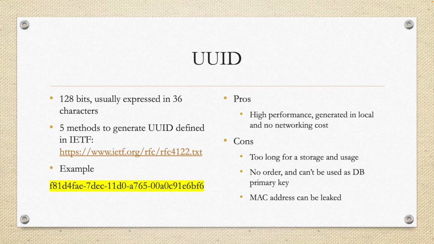Using the UUID, the good thing is that it's very high performance because it's generated locally and there's no networking cost. The cons include that this UUID needs 128 bits, and this is too long for storage and in many cases too long to use. Such a UUID has no order and cannot be used as the DB primary key in some cases. Also, the UUID includes a part of the MAC address, and this MAC address can be leaked.